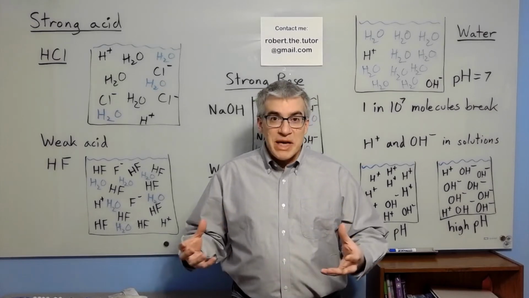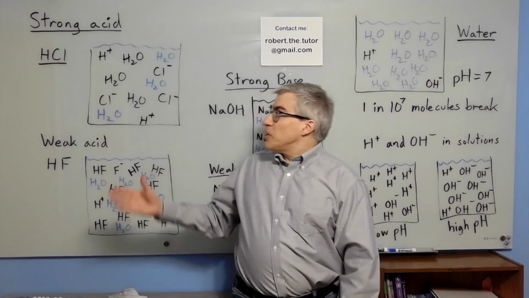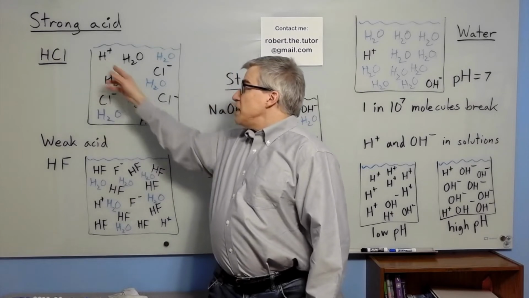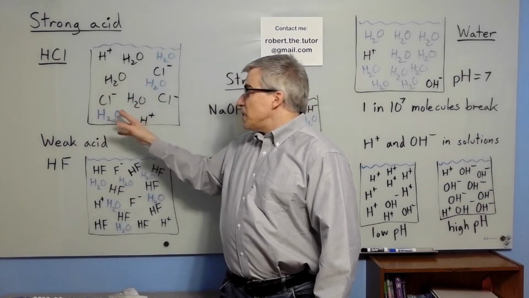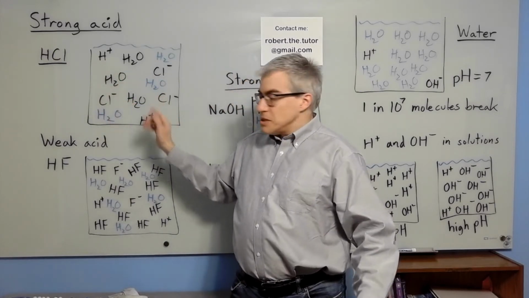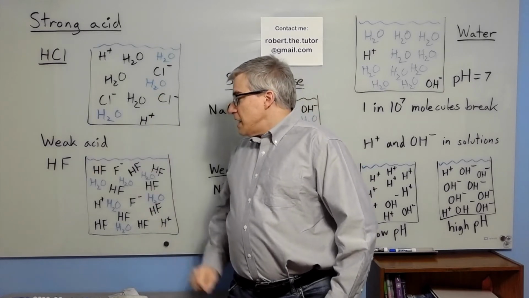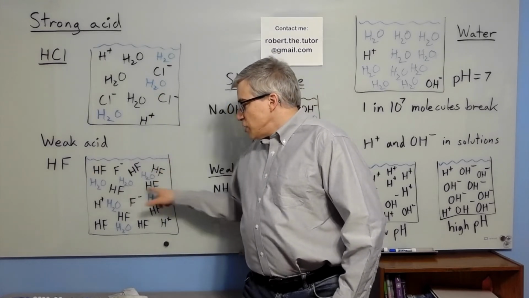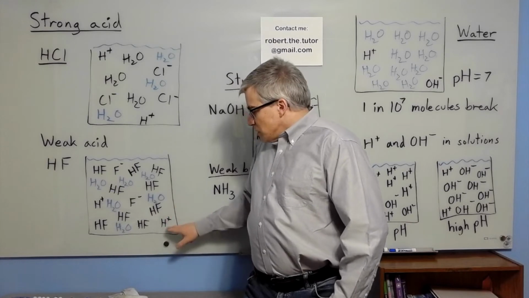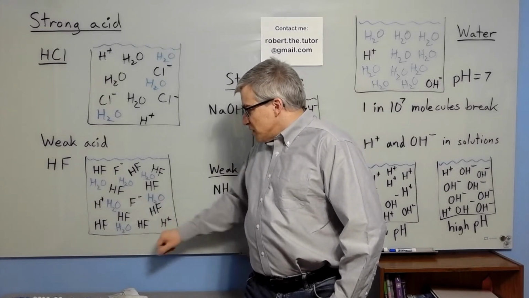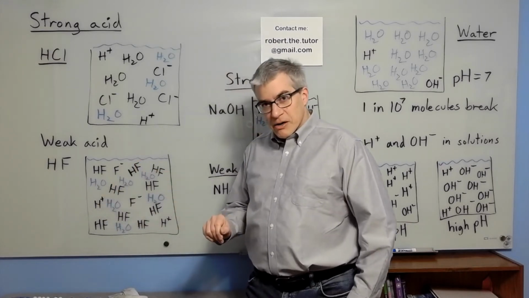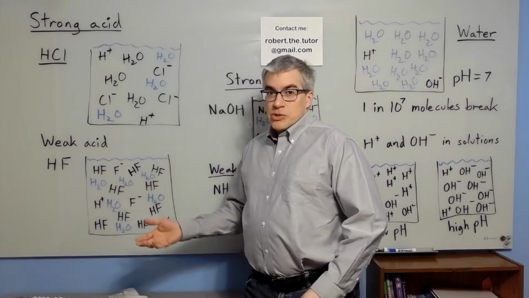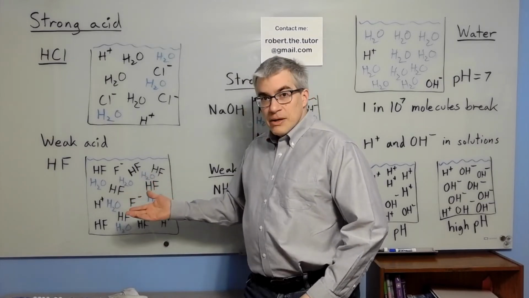Strong acids and bases are the ones that completely come apart, where HCl just becomes H+, Cl-, H+, Cl-. They're all separate pieces. A weak acid like HF, most of the HFs stay together, but every once in a while you get an H+ here and an F- there, an H+ here and an F- there. So some of the molecules are breaking up. Not very many, but some.